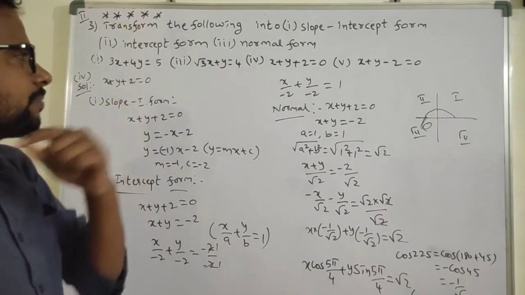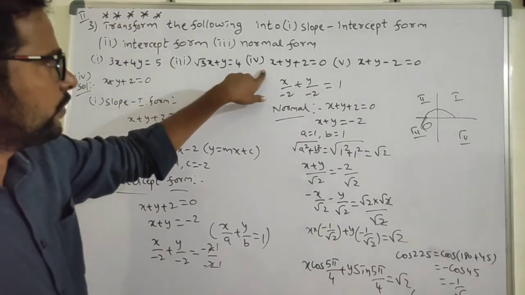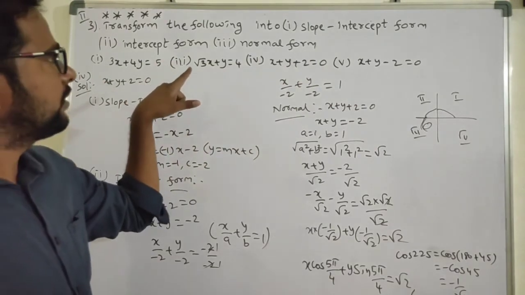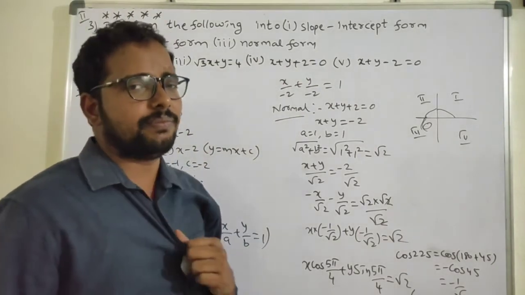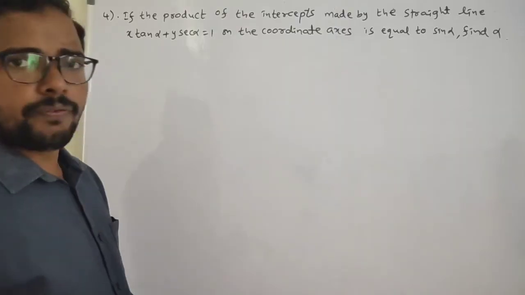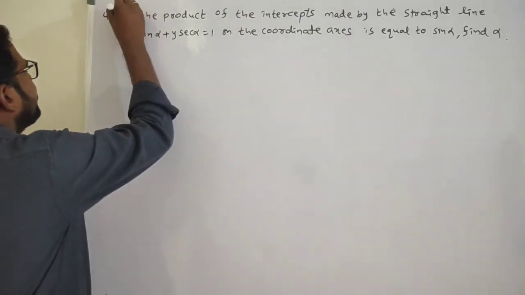So do the remaining sums as homework. So the fourth one is also finished. Do the fifth one, and the second and sixth one as homework. Same. This is very important. 2 marks questions. Now the fourth question. This is very important.